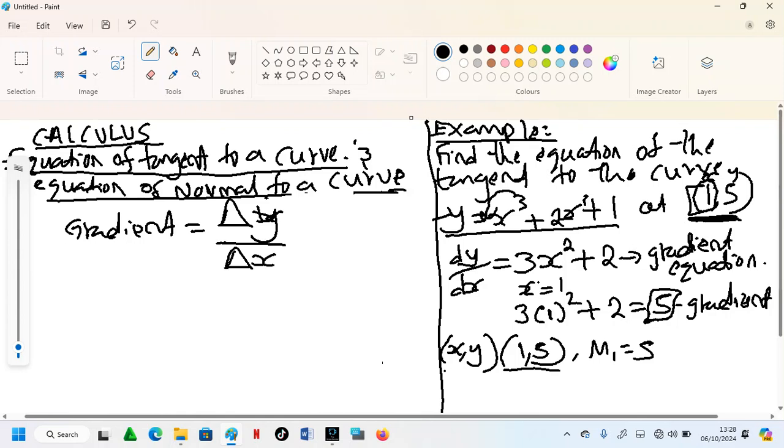Now, what you do, you introduce a point that you don't know. So you just say x, y. And then you have this point and you have the gradient. So let us put it here. The gradient is 5. Change in y is going to be, because this is x and this is y, y minus y, and then change in x is x minus x, right?